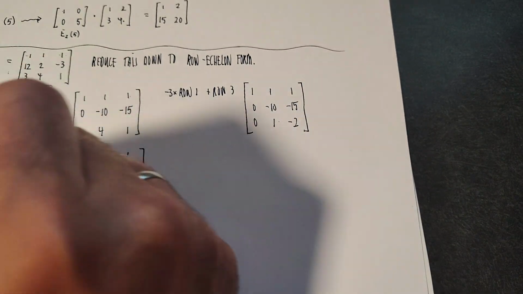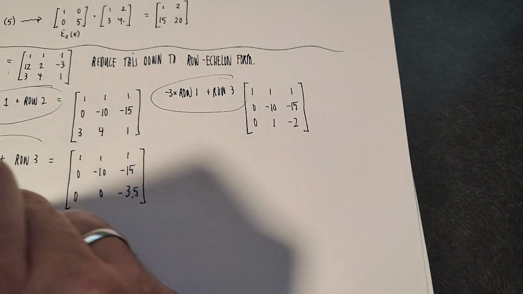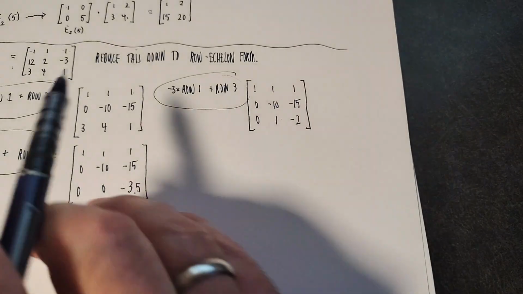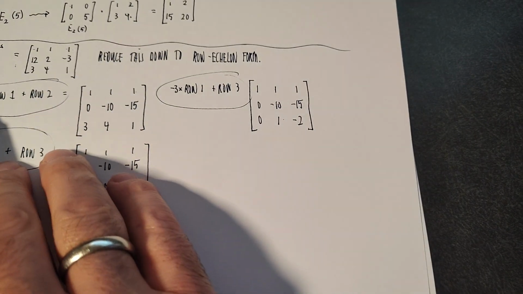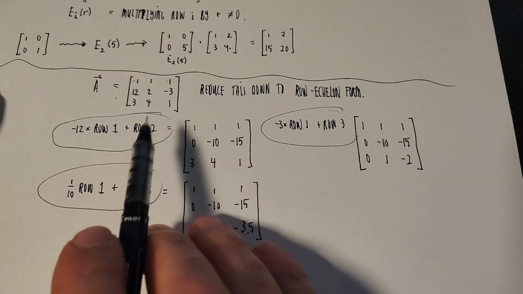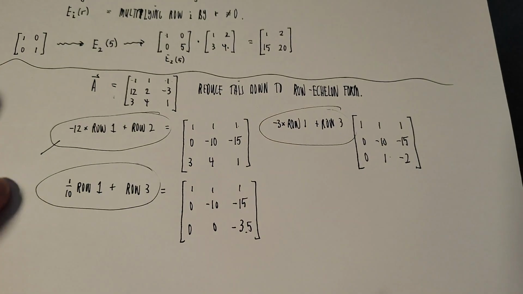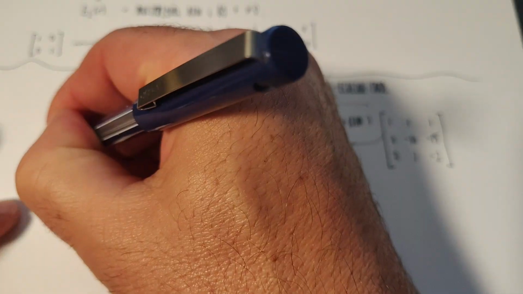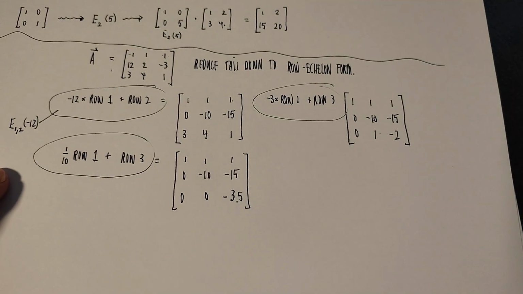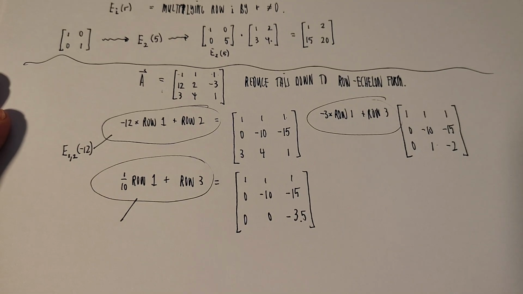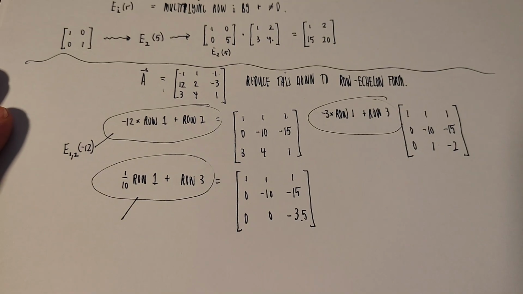Now, we can write out elementary matrices which do these operations for us. So for example here, if I want to write out this elementary matrix here, which takes negative 12 times row 1 and adds it to row 2, that elementary matrix is going to be E of 1, 2, negative 12. Okay? What about this elementary matrix here? It's going to be E.